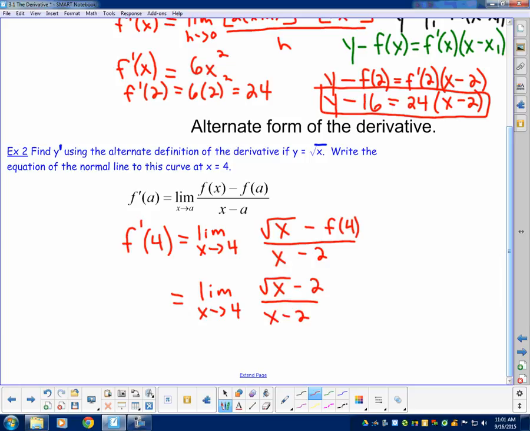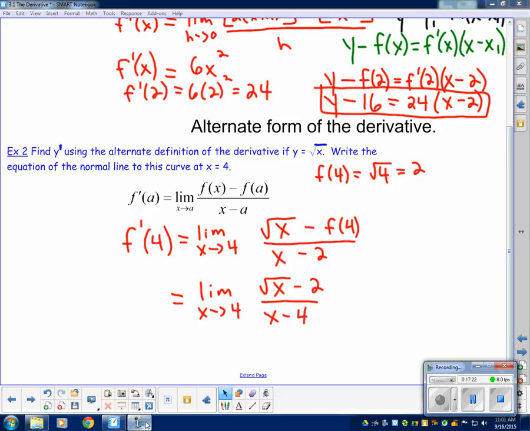f of 4 just means plug 4 in up here. So f of 4 equals square root of 4, or 2. That's how I'm getting the 2 right here. The bottom, oh yeah, that shouldn't be a 2. That should be a 4, because a is 4. All right, and then we're going to pause here for a moment.